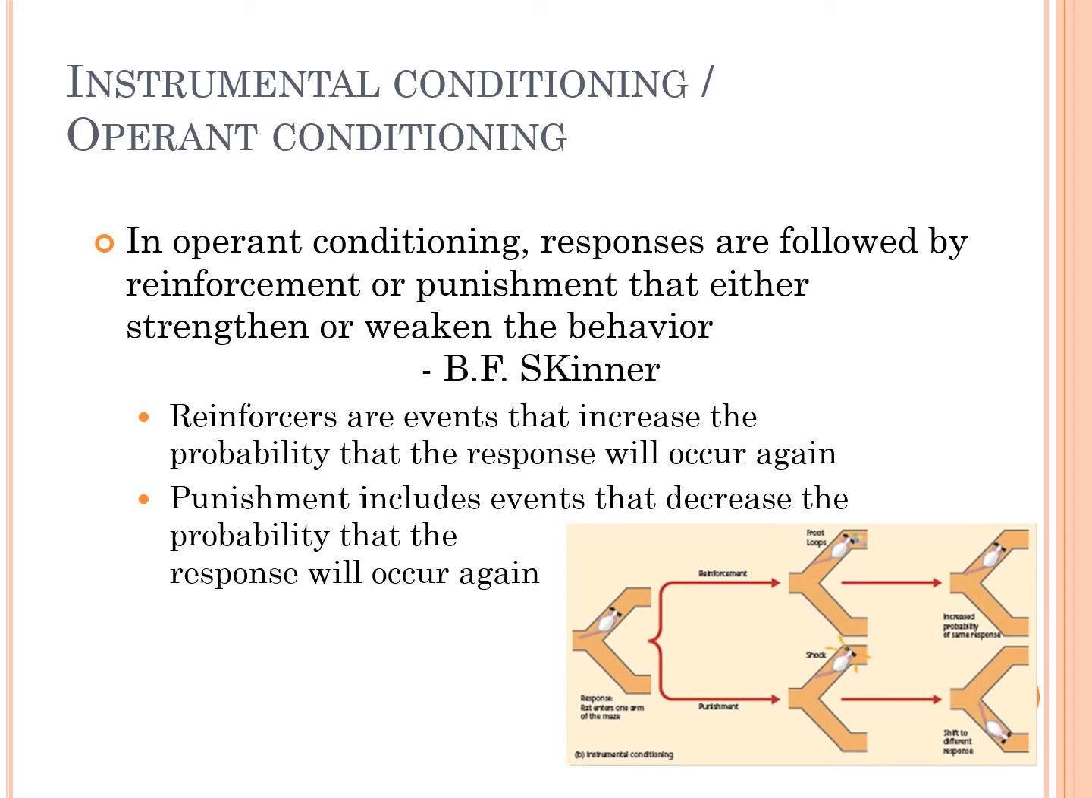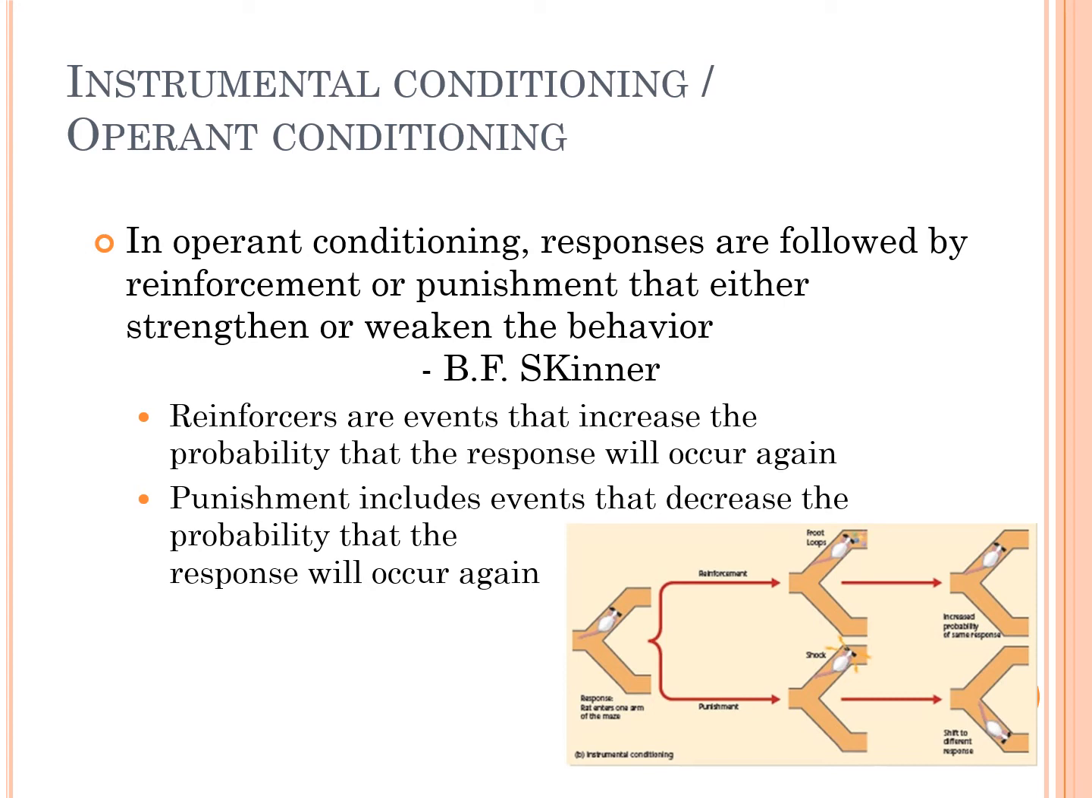So if we look at the rat, which he worked a lot with rats and pigeons, really, if we look at the rat in this example, the rat at the top goes off to the left and finds a Fruit Loop. The Fruit Loop is going to be reinforcement. So reinforcers are events that increase the probability that that response will occur again. So now it becomes more likely that the rat will take that left turn.